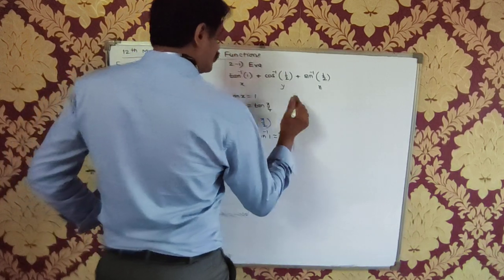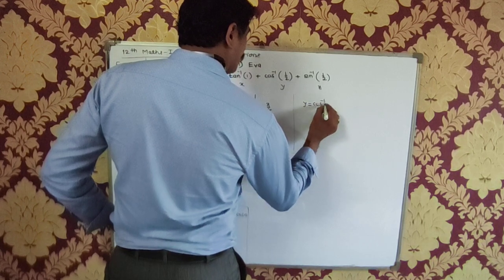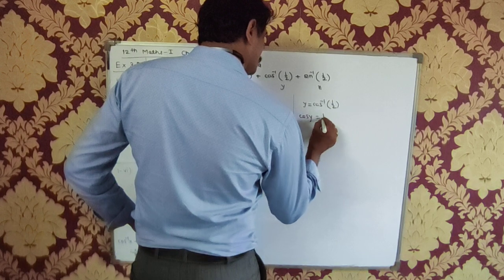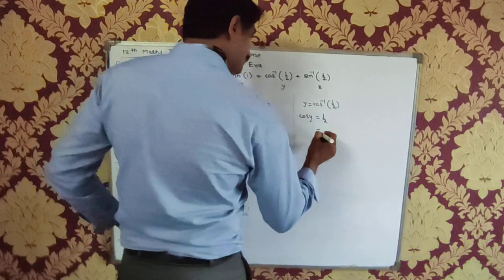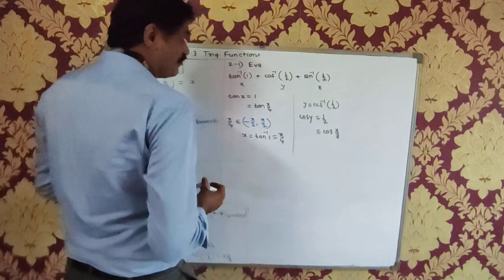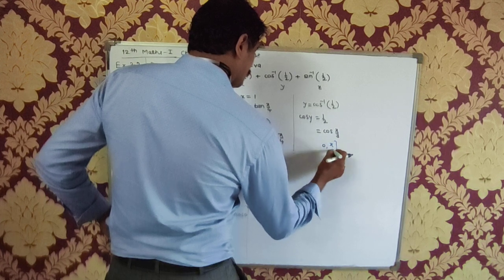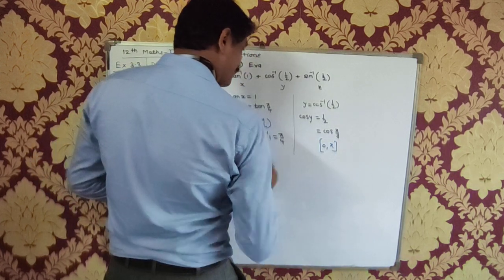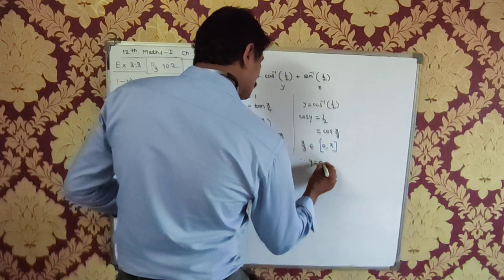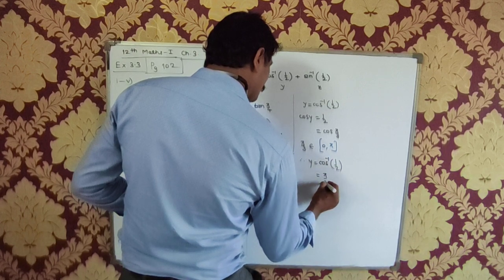Whereas let y is equal to cos inverse of half. Therefore cos y is equal to half. This is cos of what? This is cos of pi by 3. What is the principal value branch of the cos function? For the cos function it is 0 to pi, a closed interval, and pi by 3 very much belongs to this, and therefore y is equal to cos inverse of half is equal to pi by 3.